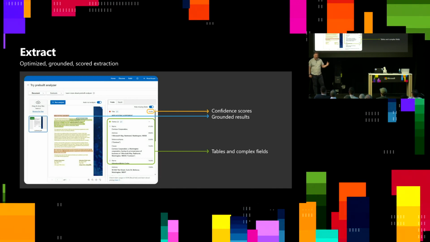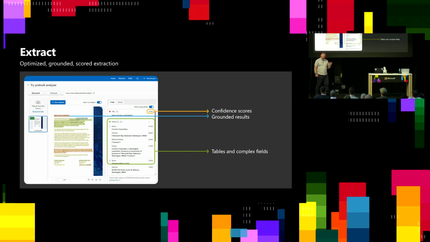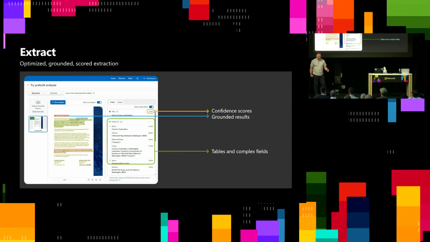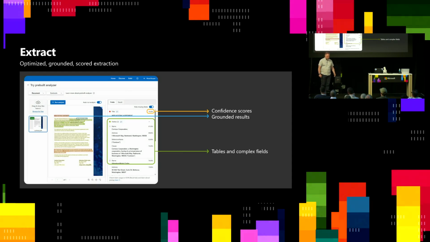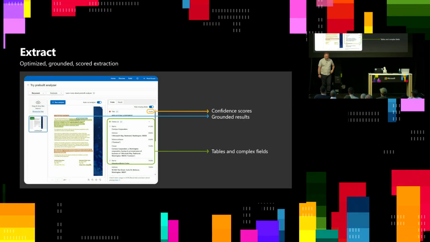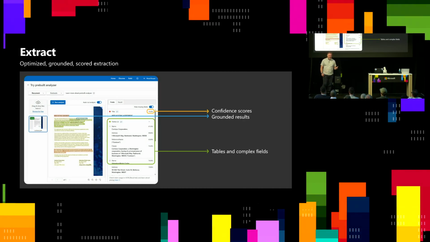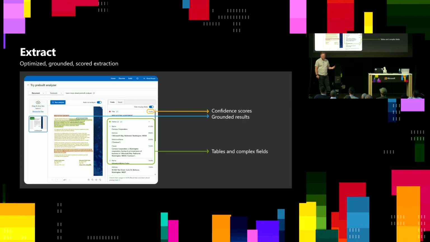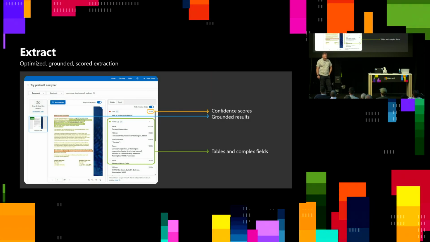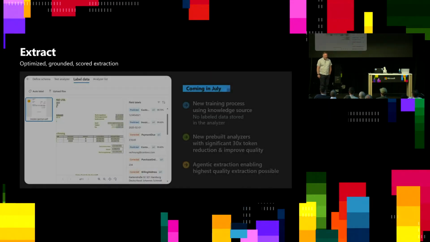And they also give you a confidence score that allows you to auto-approve when confidence is high and route to human review when it isn't. This is what allows customers to build real automation workloads on top of tools like content understanding. And here's what's coming next with Extract.